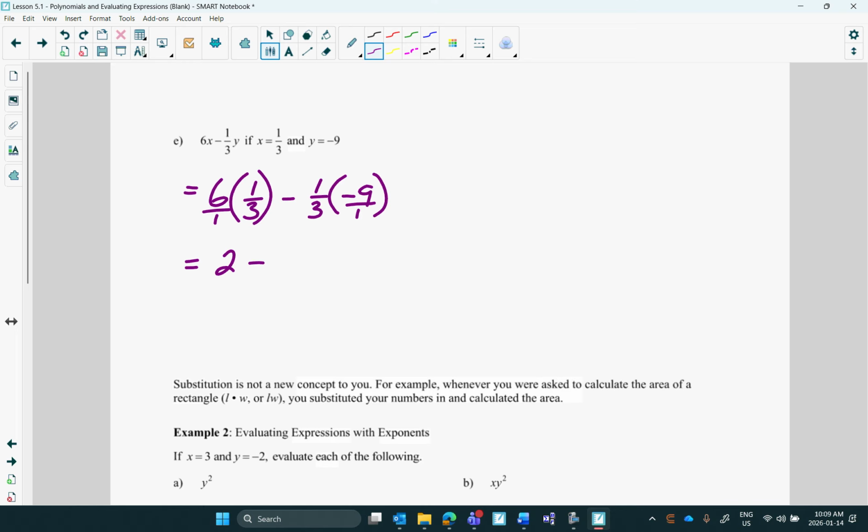Minus 1/3 times -9/1, what is that? -9/3. And what is -9 divided by 3? -3. So I got two negatives, right? Because I got minus, and then this answer is negative. So I got negative, which changes to 2 plus 3, which is 5. Don't let the fractions throw you. Okay?